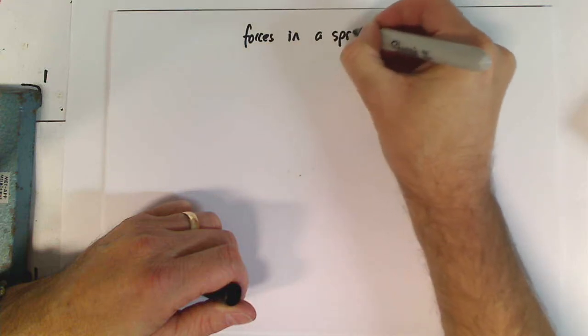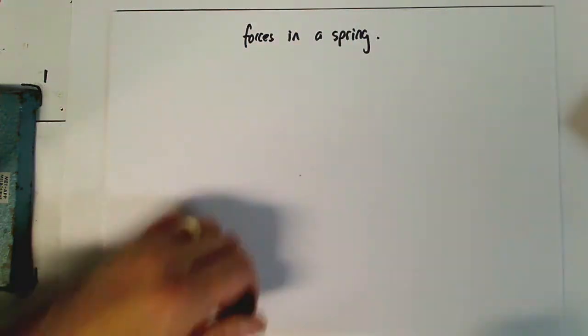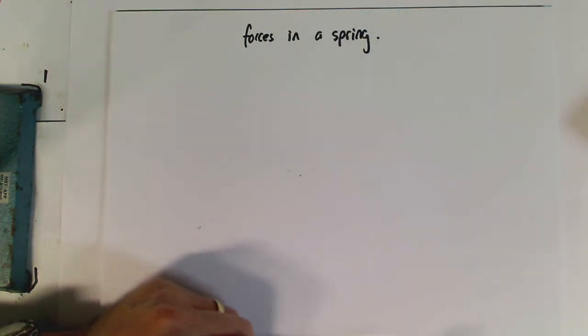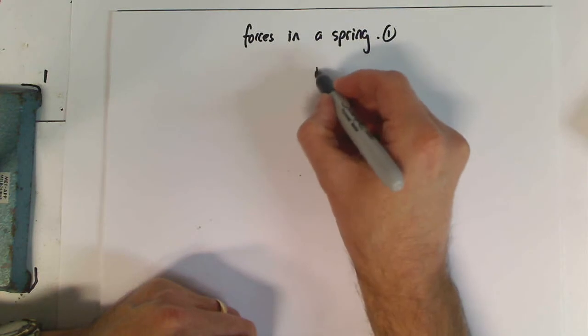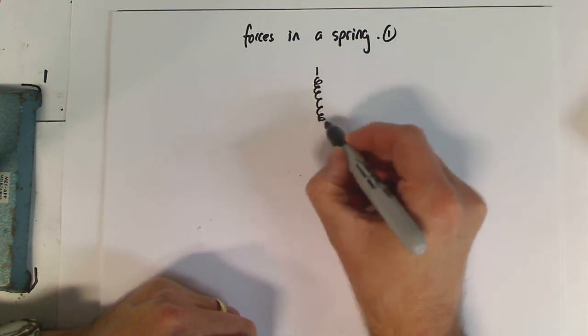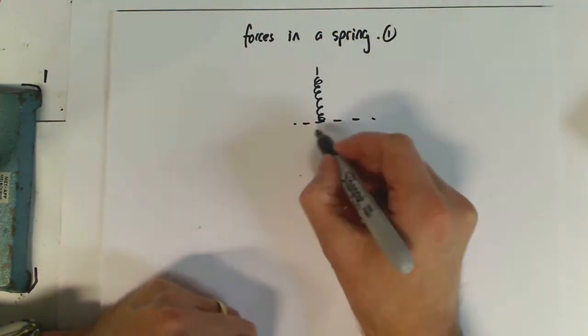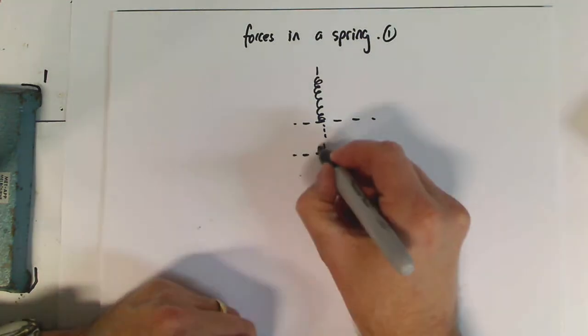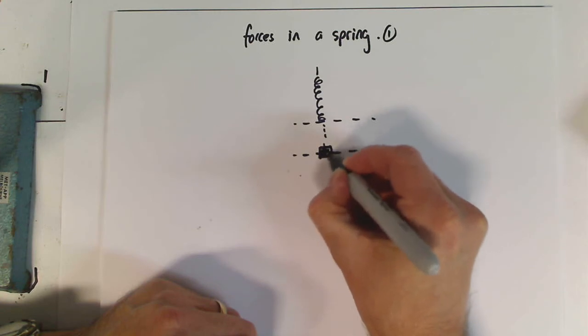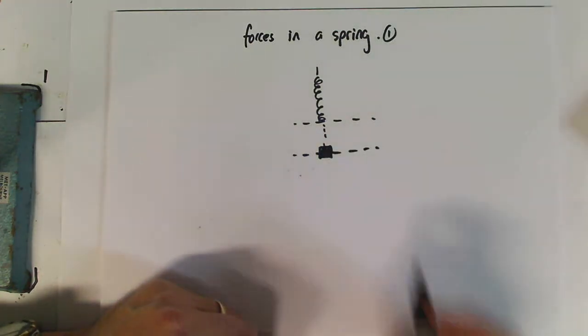What we're going to have a look at now is forces in a spring. Going to do maybe three or four videos on this, so we'll just call this one number one. Now, I portray my spring unstretched like that. Then, if we were to let a particular mass hang off it, it would hang down to that length.